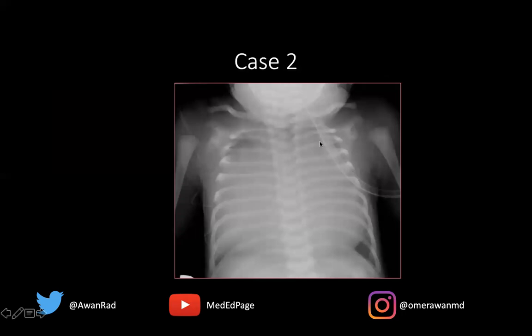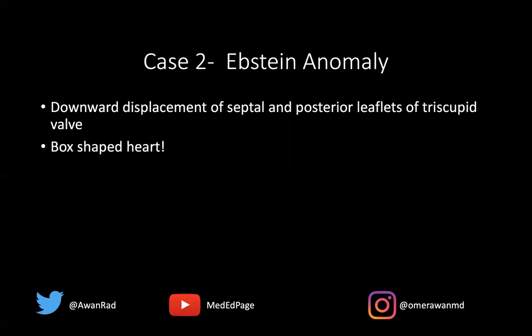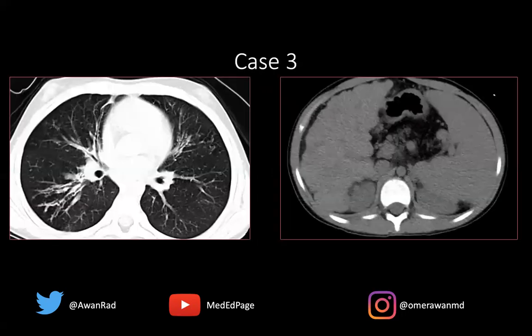Case two, we have a single frontal view of the heart. Notice that there's massive cardiomegaly. The heart looks almost box-shaped, right? This could be a pericardial effusion or something known as Ebstein's anomaly, right? So this is a nice example of Ebstein's anomaly, where you get downward displacement of the septal and posterior leaflets of the tricuspid valve. Look for that huge, box-shaped heart: Ebstein's anomaly.